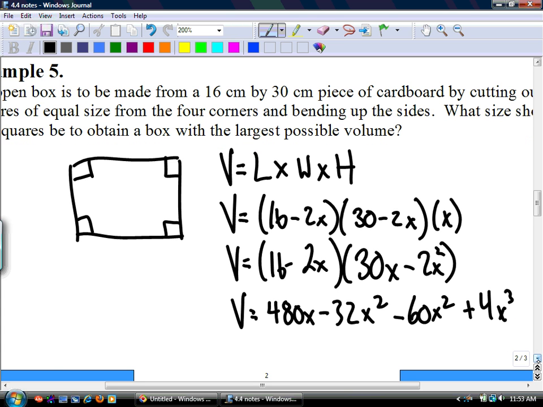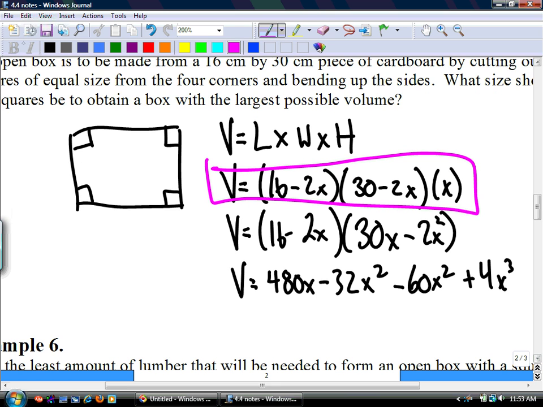Okay, math 11, we wouldn't have made you do this. We would have just had you graph this one and find the maximum. But I'm avoiding the product rule because I just don't want to do it. I'm cleaning this up. 4x cubed minus 92x squared plus 480x.